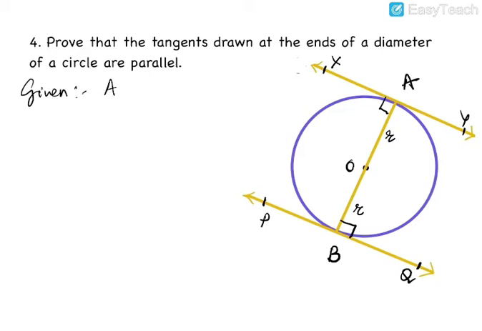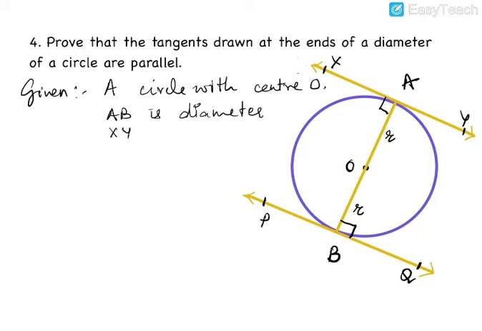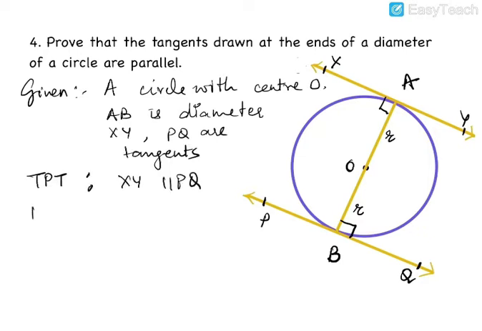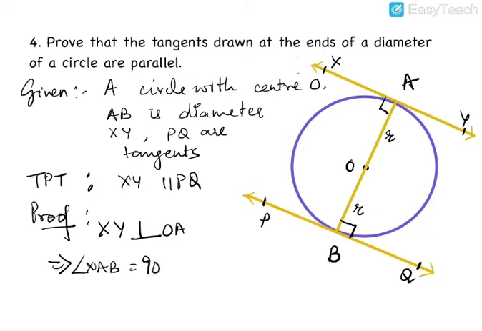What are we given in this question? A circle with center O, where AB is the diameter, and XY and PQ are tangents. We have to prove that XY is parallel to PQ. XY will be perpendicular to OA. So this implies angle XAO is equal to 90 degrees. Reason: radius perpendicular to tangent.